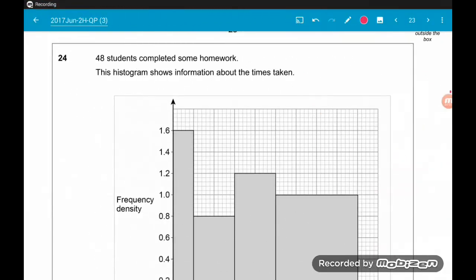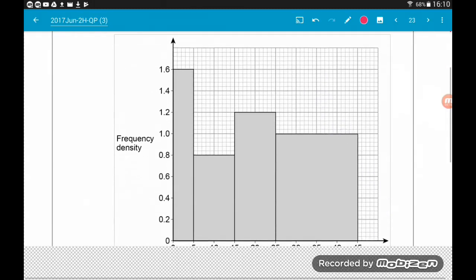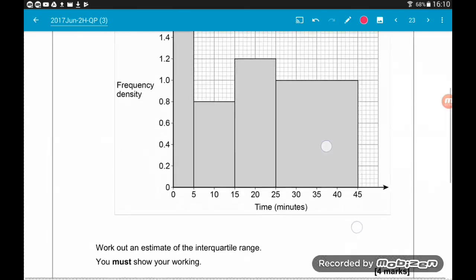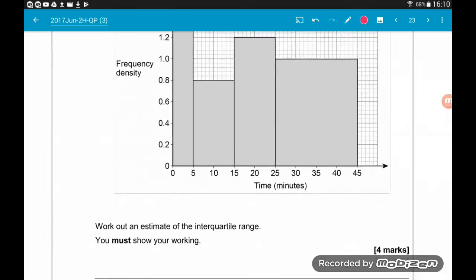Okay, question 24. So here we have a lovely histogram question. Everybody loves histograms. I used to hate them. So, 48 students completed some homework. The histogram shows information about the times it took them. Very interesting stuff. Then we're asked to work out an estimate for the interquartile range. We must show our working.